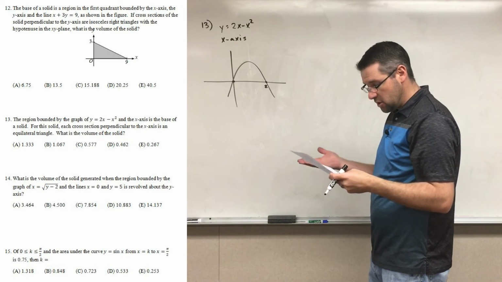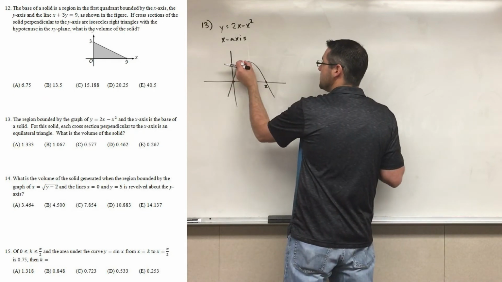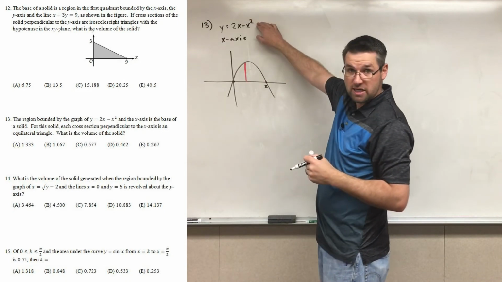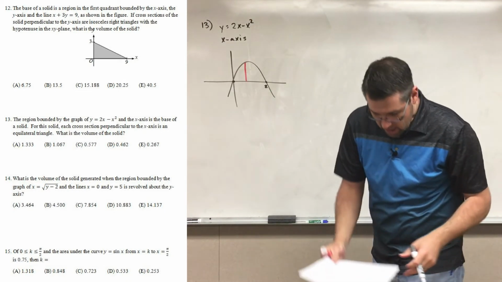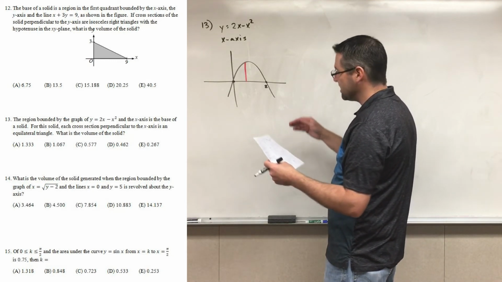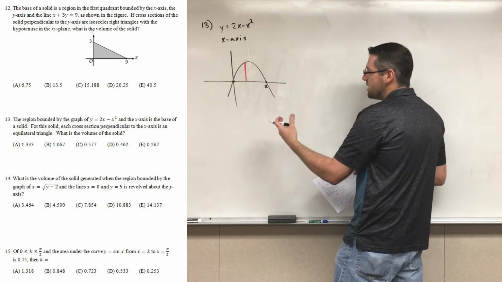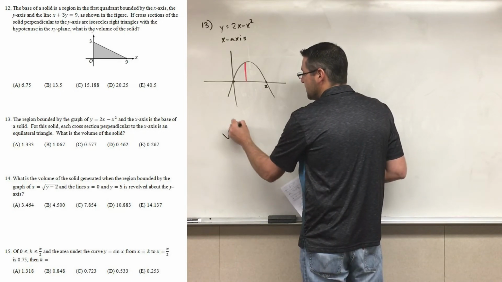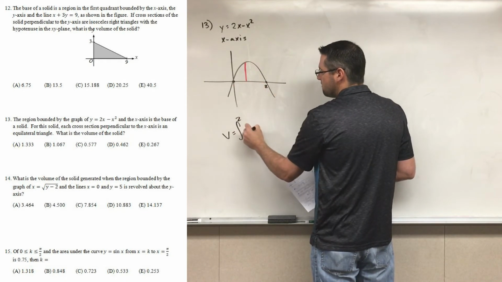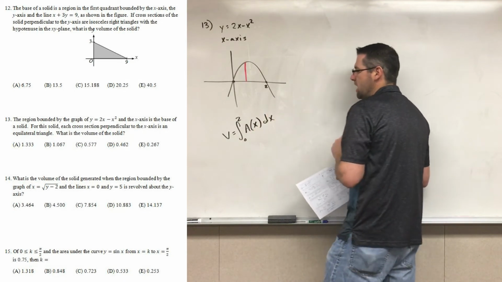And from the base of that solid, it says each cross section is perpendicular to the x-axis. So because it's perpendicular to the x-axis, we need our equation in terms of x, and it already is, so that's good. That makes it a little easier. And it says each cross section perpendicular to the x-axis is an equilateral triangle. So before we even get into that, we can remember that volume is always equal to the integral from, in this case, 0 to 2, because we're perpendicular to the x-axis, of the area function, in this case with respect to x, so A of x dx.